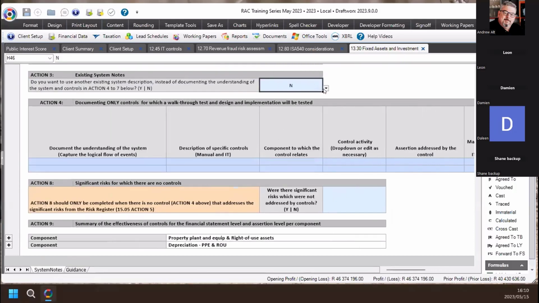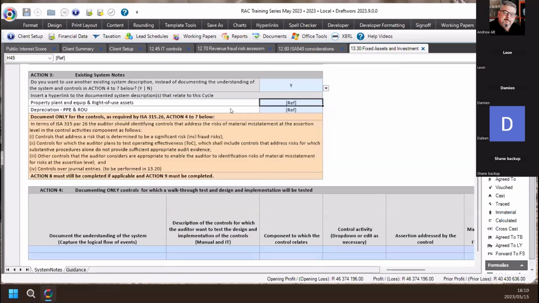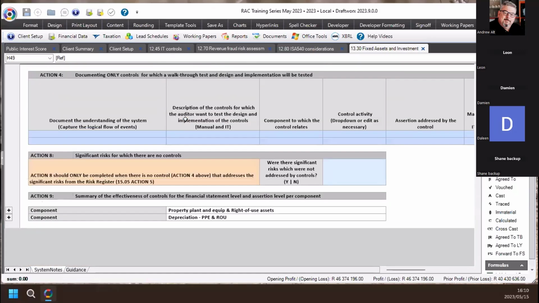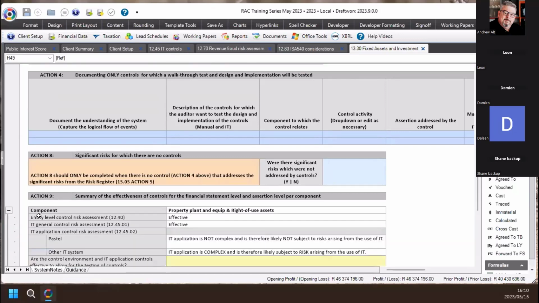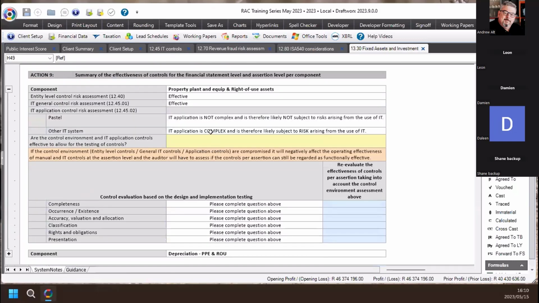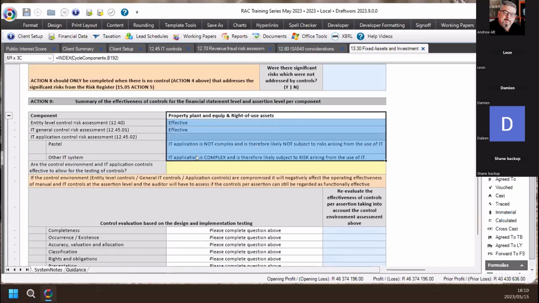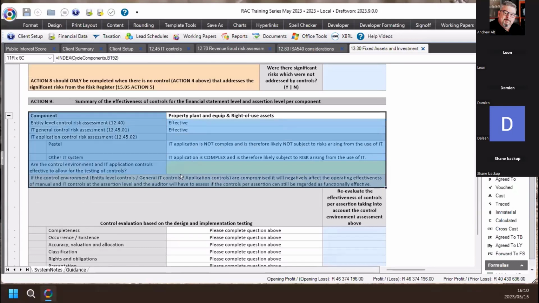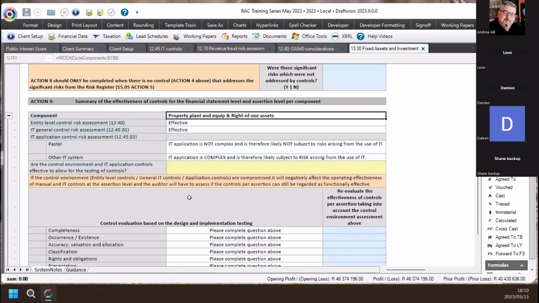If I am, however, going to be using my own system notes, again, the same way we approach 1240 and 1245, I want you to see the result that we're looking for at the end of the day is whether or not the controls specific, and now remember we're dealing with cycle-based controls, actual transactional controls, are they effective for PPE?